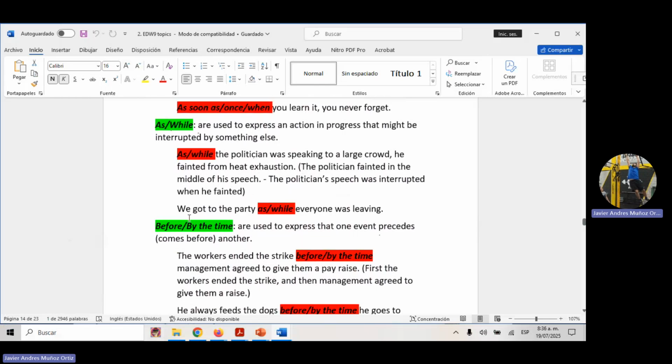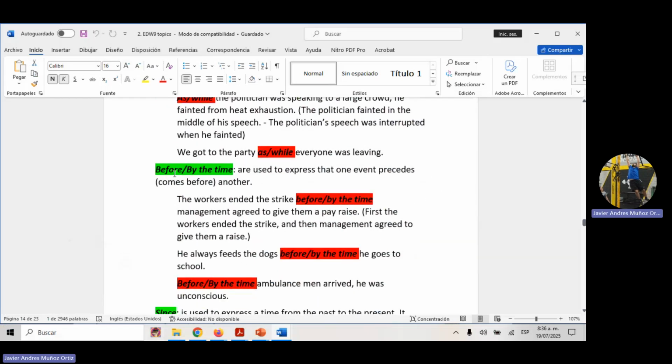Another example: we got to the party while everyone was leaving. So meanwhile we were arriving to the concert, to the party, we arrived late, so everybody else was going out from this party, from this concert.